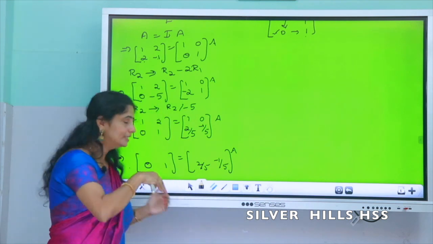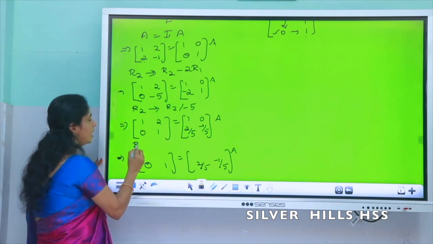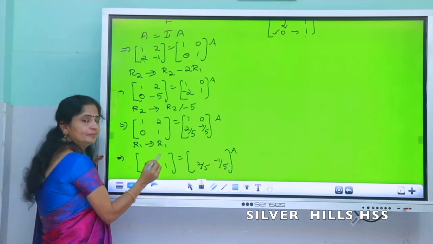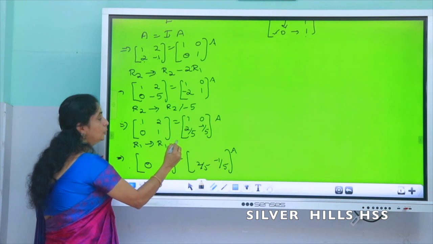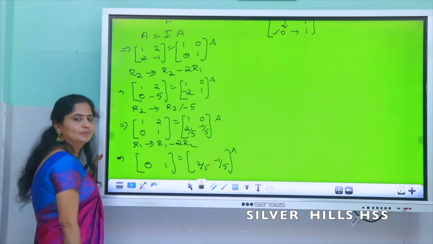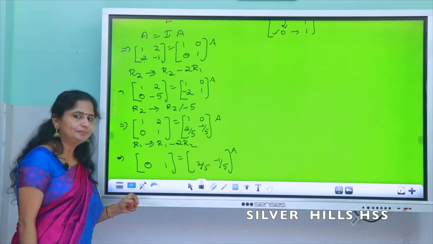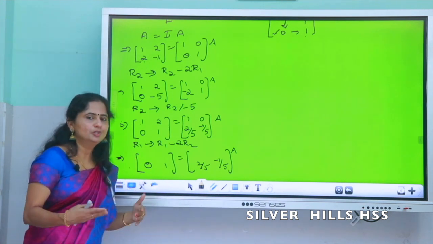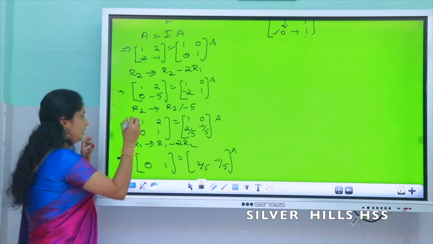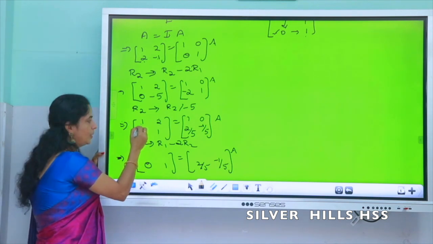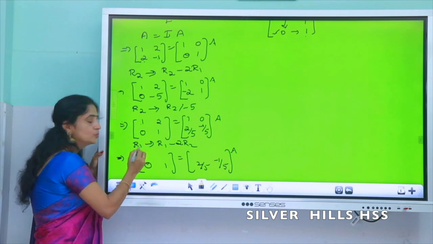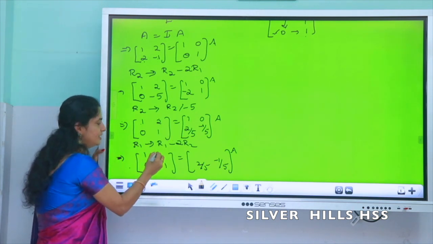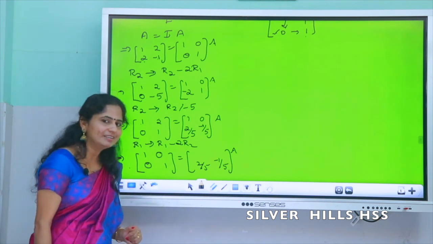So, let us put it in the transformation language. R1 should be written as R1 minus 2 into R2. R1 is 2 minus 2 into R2 is 1. So, what do you get? 2 minus 2, 0. See, in that case 1 is also not disturbed because 1 minus 2 into 0 is 1 itself. 2 minus 2 into 1 is 0. So, we have got the identity matrix.